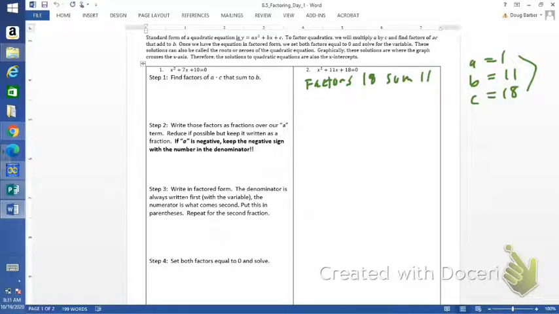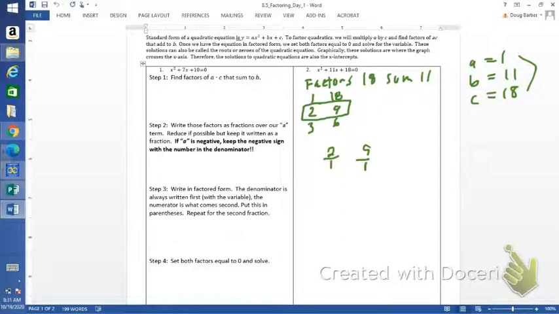So we have factors of 18, 1 and 18, 2 and 9, 3 and 6. So which ones sum to 11? A positive 2 and a positive 9. Alright, so I'm going to write those factors as fractions over our a term, which is 1. So 2 over 1 and 9 over 1.